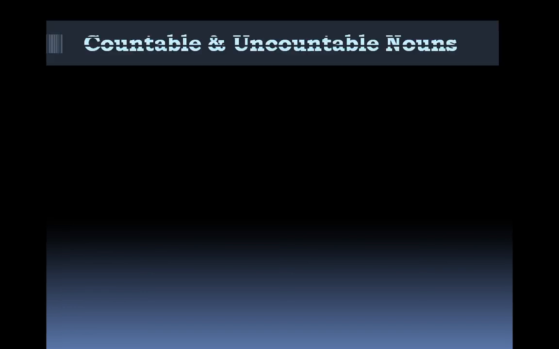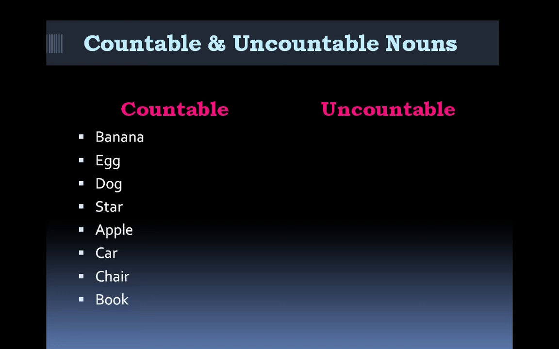And now, countable and uncountable nouns. Countable and uncountable nouns are not any separate or specific types of nouns. Nouns are simply classified as countable or uncountable on the basis of the fact whether they are counted or measured. Let's take a look at a few examples. First, countable nouns: banana, egg, dog, star, apple, car, chair, book.